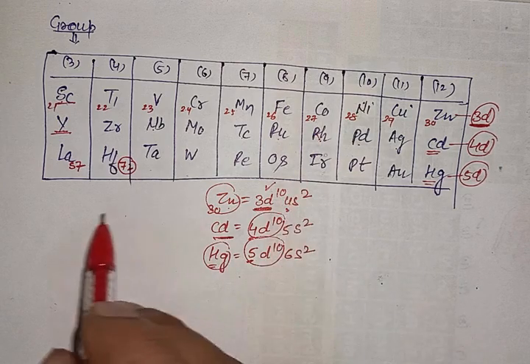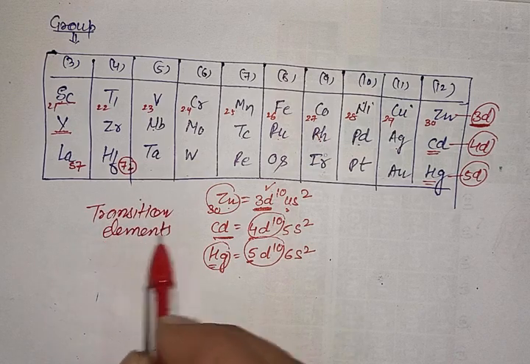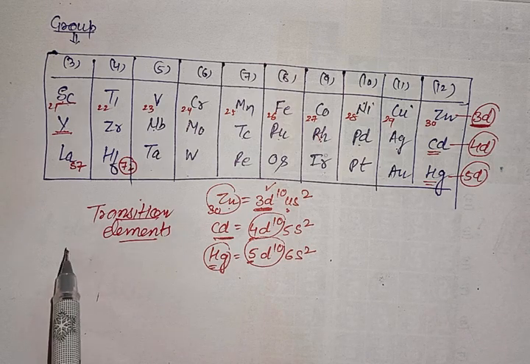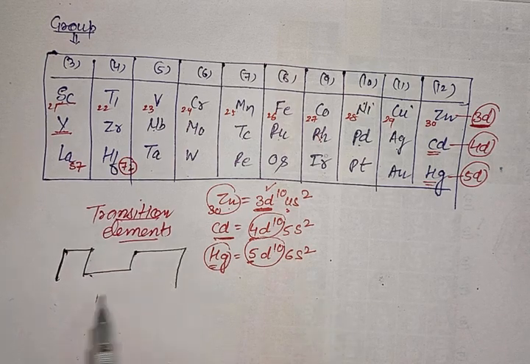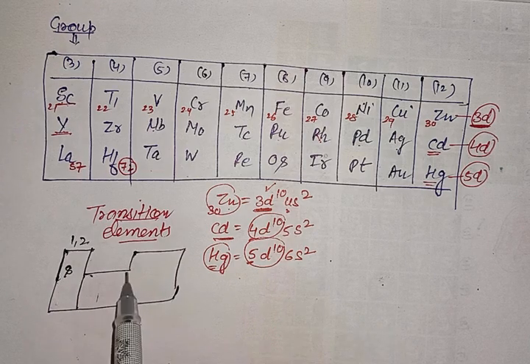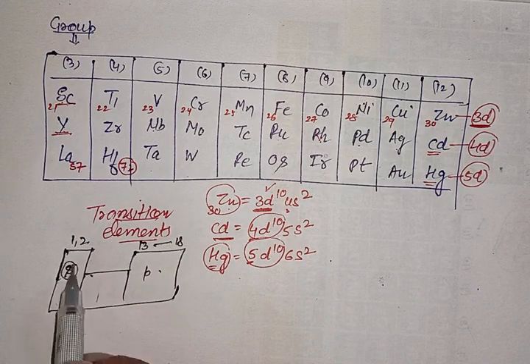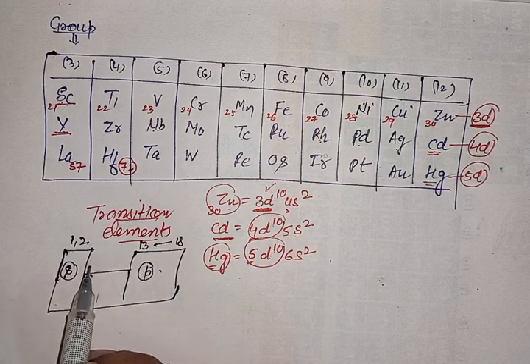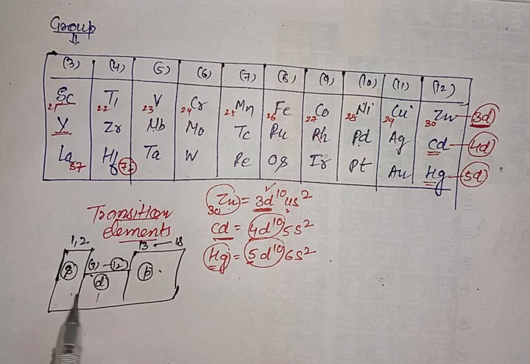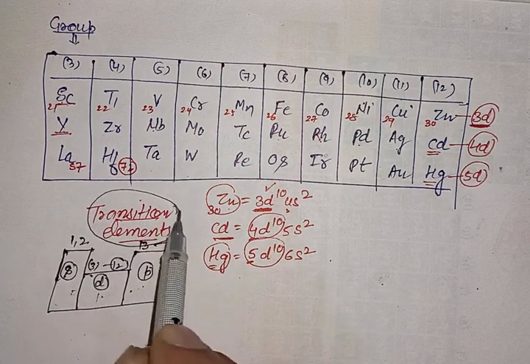D block elements are also called transition elements. Why are they called transition elements? Because in the modern periodic table, the d block elements exist between the s and p block elements. Group 1 and group 2 are called s block elements, and from group 13 to group 18 are called p block elements. In between them, groups 3 to 12 are called d block elements, because they are present between the s and p block elements in the modern periodic table. That's why d block elements are also called transition elements.